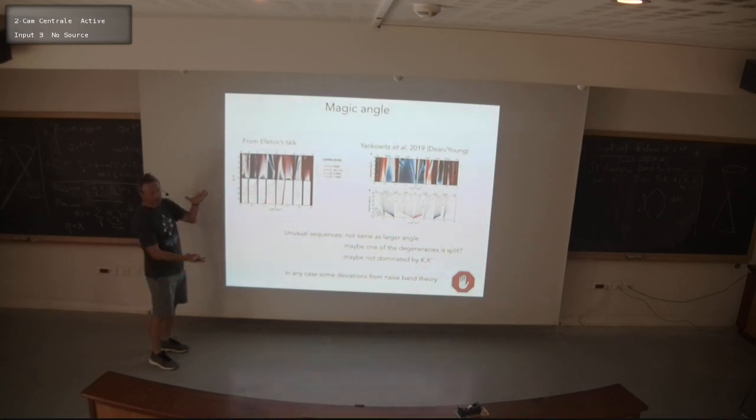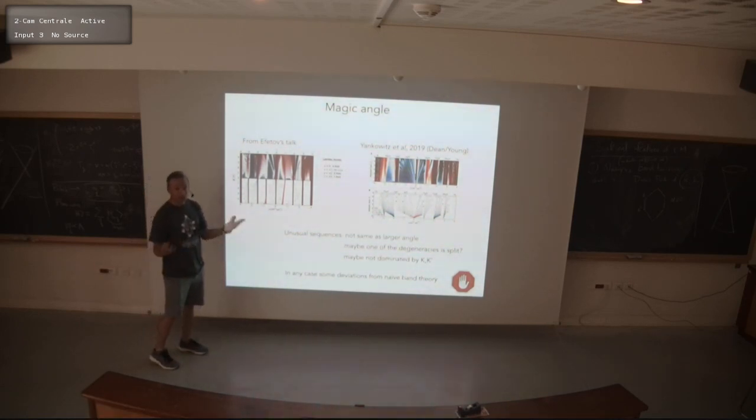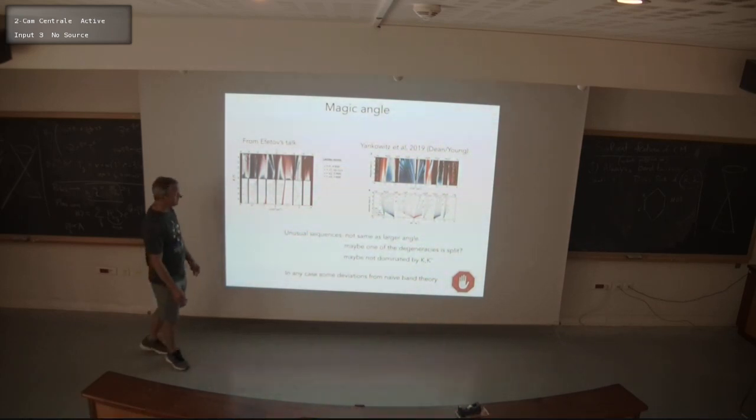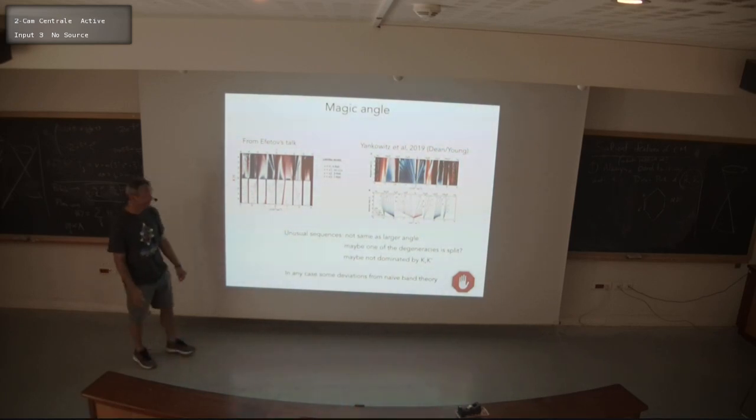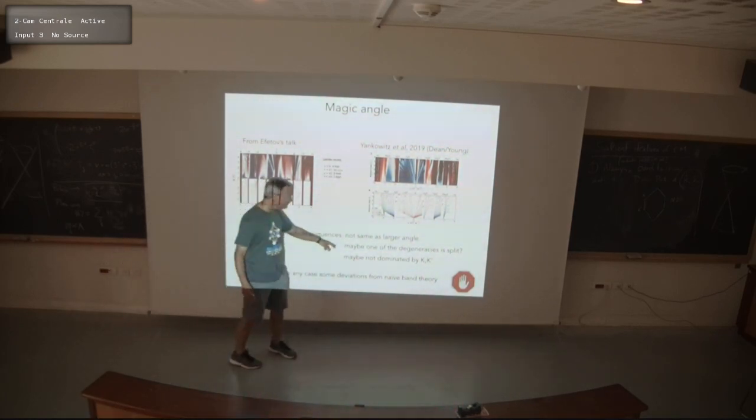So there are many things that could be going on. It could be because the bandwidth is so low, states that are not at the very lowest energies are mattering. Or it could be interaction effects, or it could be some other effect, like I think you mentioned earlier that these systems all have boron nitride encapsulating them, which actually breaks some of the symmetries, depending how well aligned it is. So maybe one of these degeneracies is split.